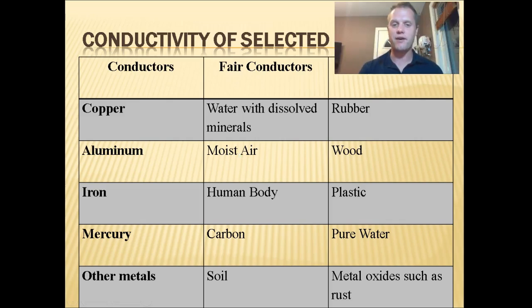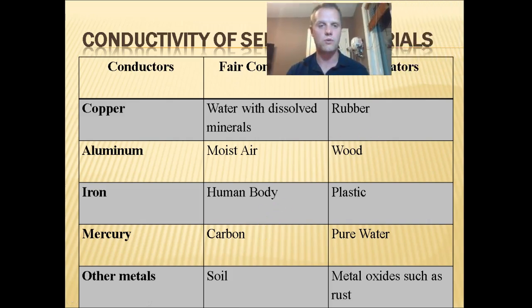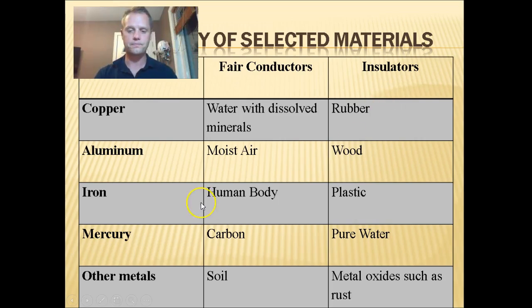Moist air is a ferroconductor. That means it can conduct some electricity. The human body is a ferroconductor as well. Mercury is an example of a conductor for sure. If you look at all these metals, they're conductors. In the middle we have ferroconductors like carbon and soil, which conduct some electricity. And finally we have our insulators that don't conduct electricity at all.